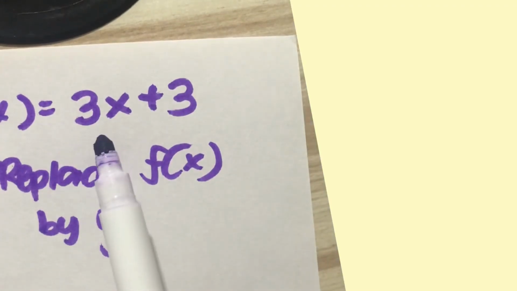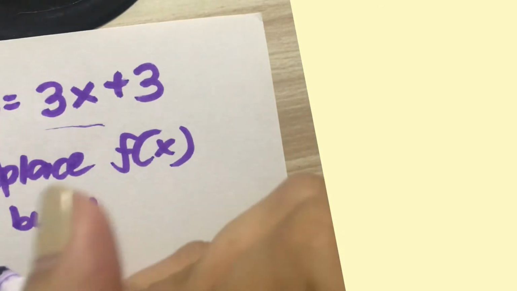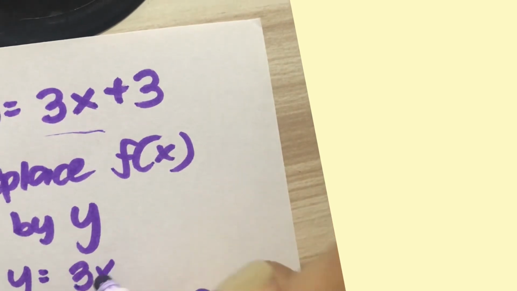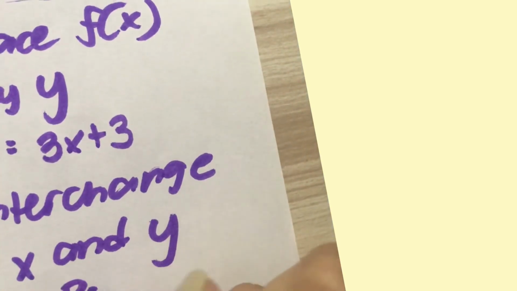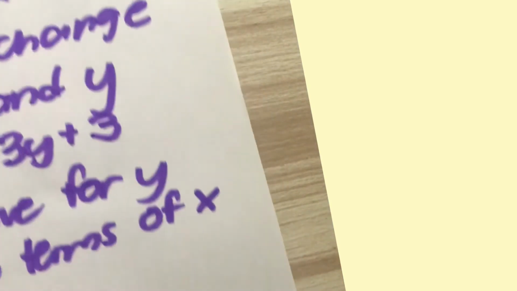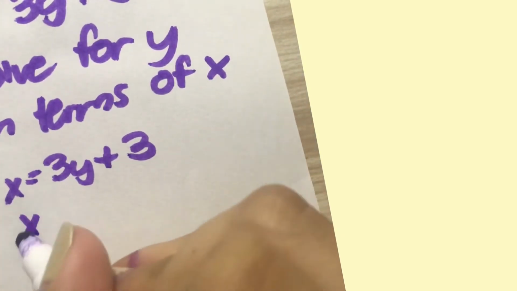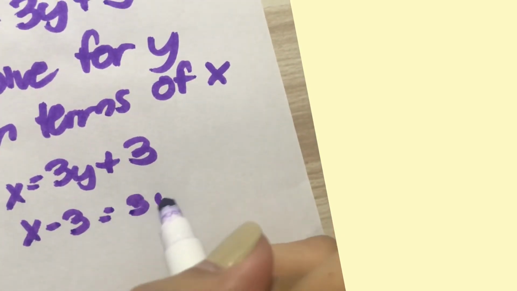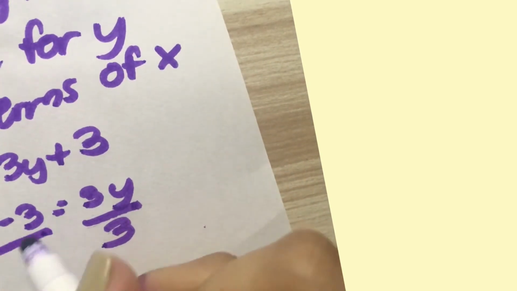Next, we will solve for the inverse of the second function, which is 3x plus 3. First, we replace f of x by y, so we'll get y is equal to 3x plus 3. Then the second step is to interchange x and y. So we'll get x is equal to 3y plus 3. Now let's solve for y in terms of x. So the 3 in our right side, we'll transfer it to the left side, making it negative 3. So x minus 3 is equal to 3y.